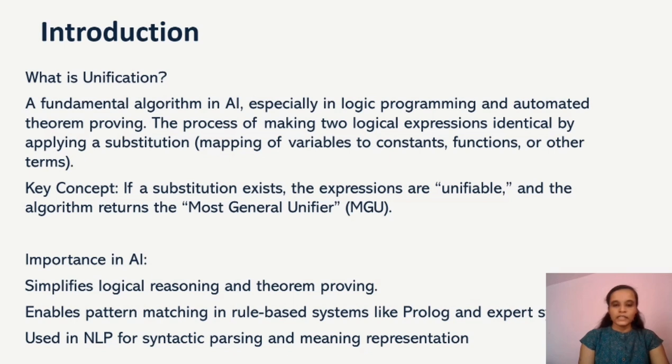For example, let's say we have two expressions f of x, y and f of a, b. If we substitute x equal to a and y equal to b, then both expressions become identical. This substitution is called a unifier, and among all possible unifiers, the one that is most general, meaning it uses the least restrictions, is known as the most general unifier or MGU. Unification is a key step in systems like Prolog, where it helps the computer match facts and rules to solve logical queries automatically.